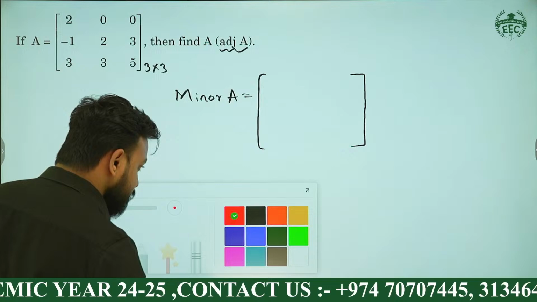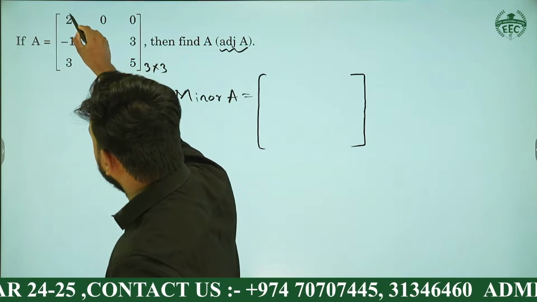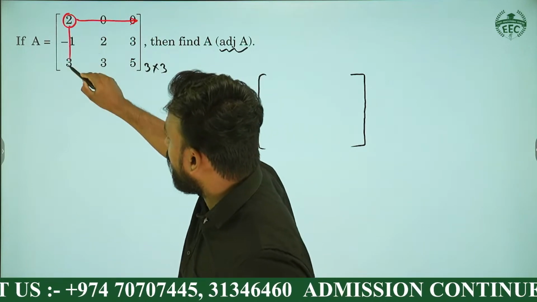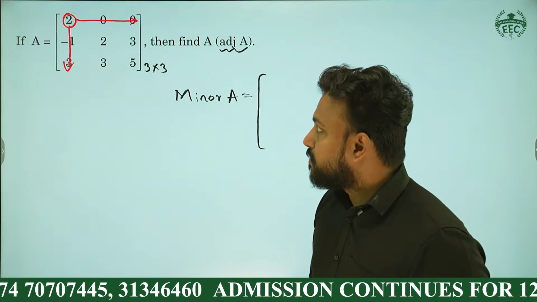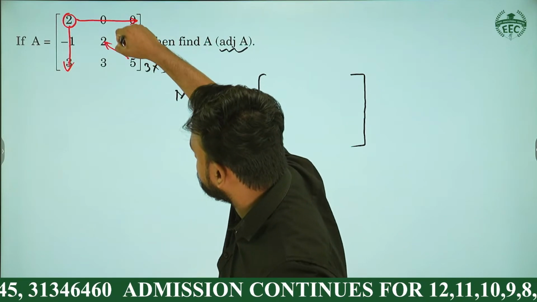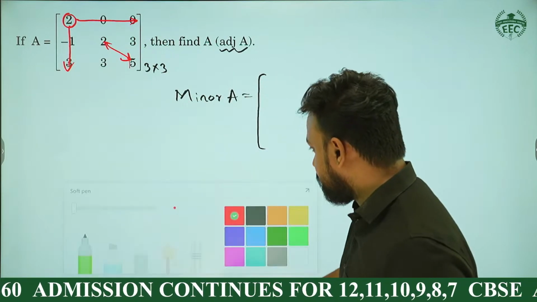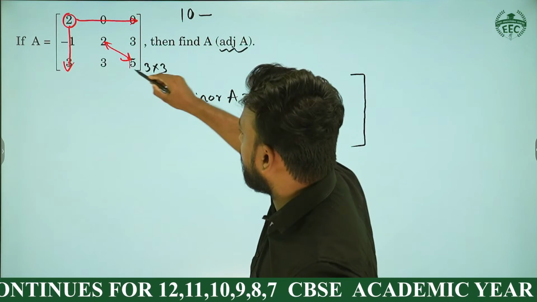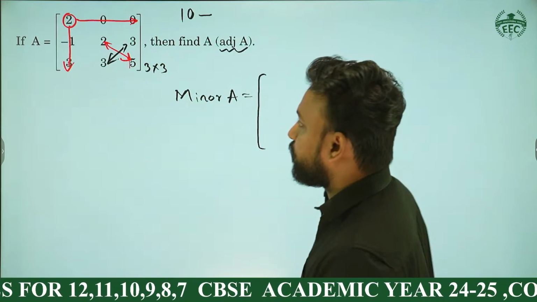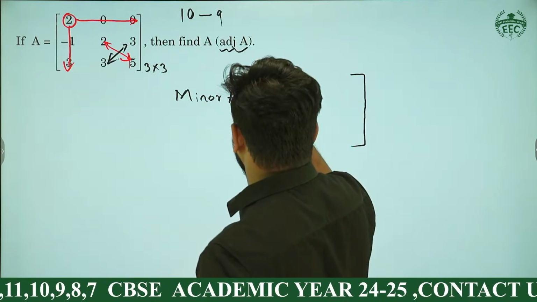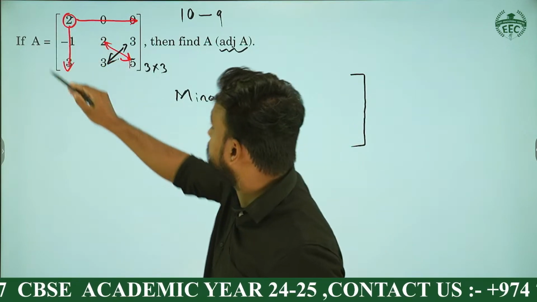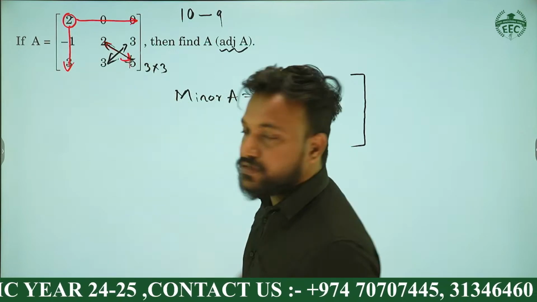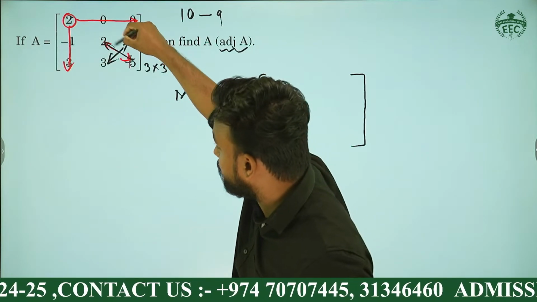Listen carefully. Here you can see, if you want to find the minor of the first element, you have to eliminate the row and column of the first element. Then you have to cross multiply these two terms. 2 into 5 is 10. Then you have to subtract the product of these two elements, that is 9. 10 minus 9 is 1. So the minor of the first element is 1. How did you get that? After eliminating the row and column, you have to multiply these two elements first, that is 10.